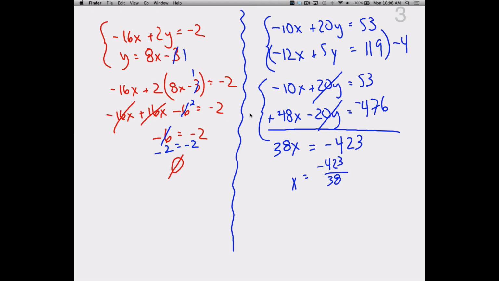Now, it could be possible that -423 divided by 38 would simplify, so please use your calculator to do that. Have I shown you how to do that? No. It does not simplify. Okay, stop talking, please. Type -423 divided by 38, enter.